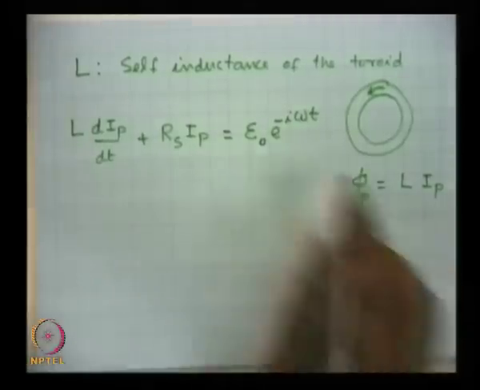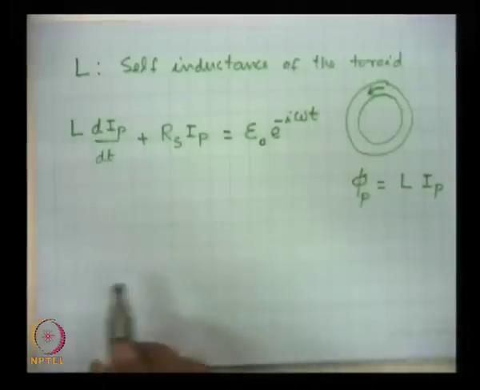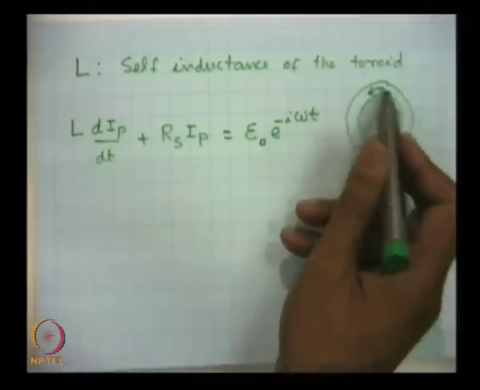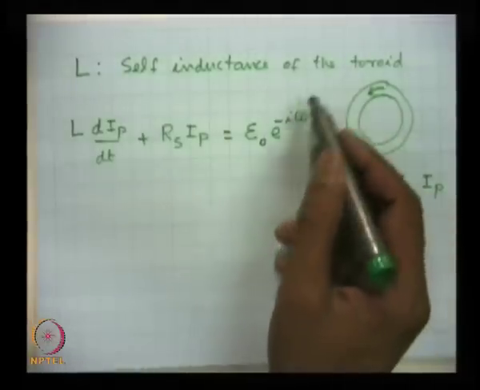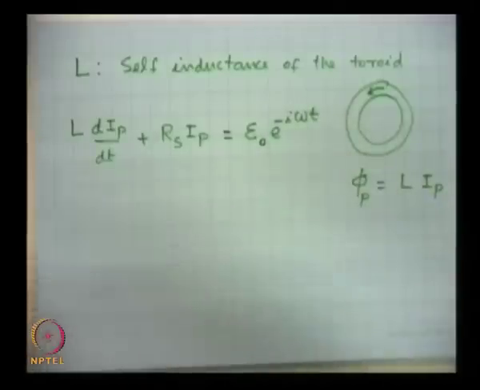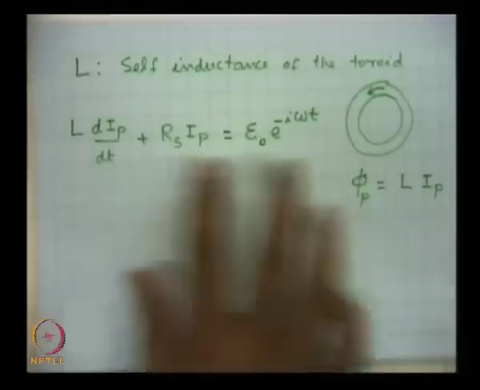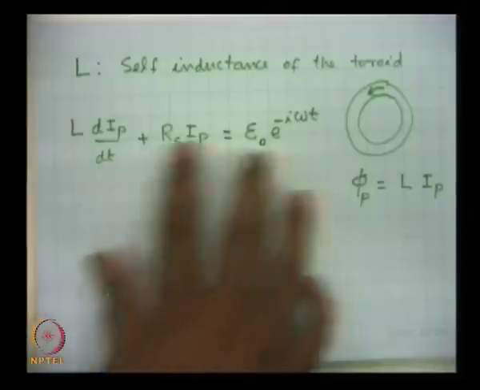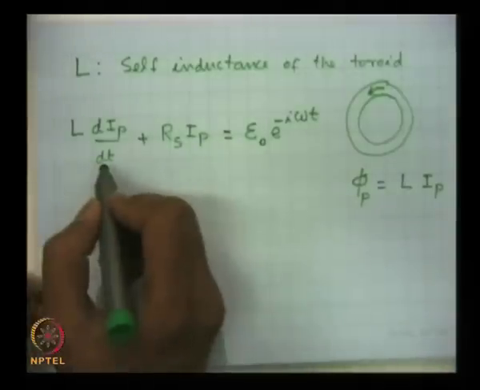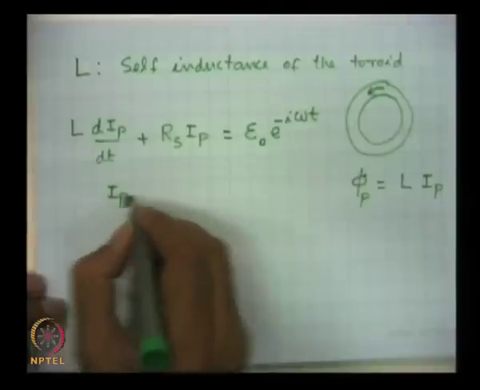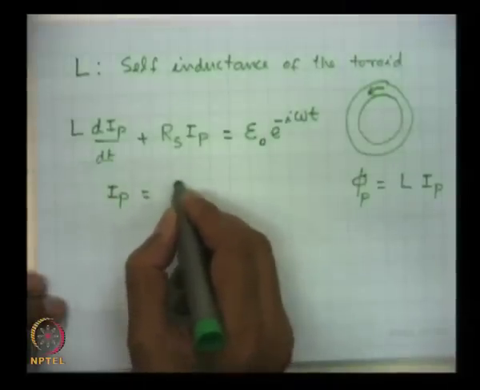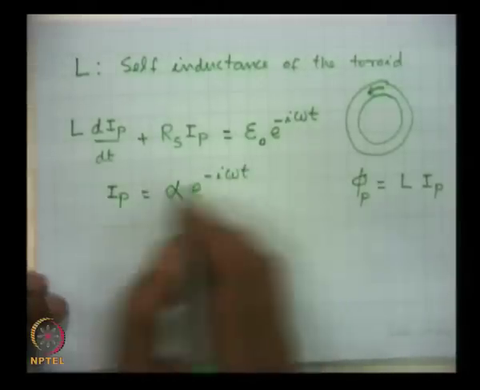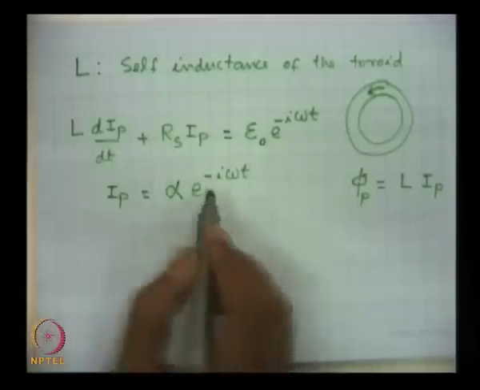In actual operation, this is not a sinusoidal function of time. You continuously increase the current in the primary of a transformer, so this is a linear function of time or some function of time. But for the sake of mathematical analysis, which is very reasonable to reveal physics of this process, let me choose this. Then the solution turns out to be as if Ip is equal to some quantity, say alpha, exponential of minus i omega t, some quasi steady state solution I can write down and replace d/dt by minus i omega.